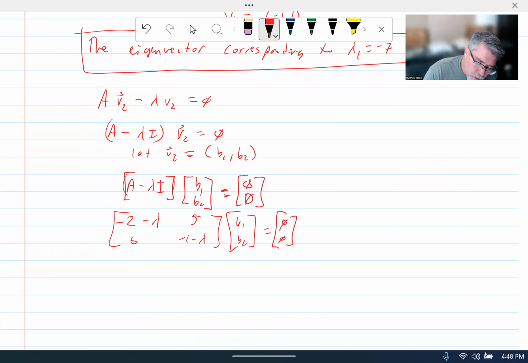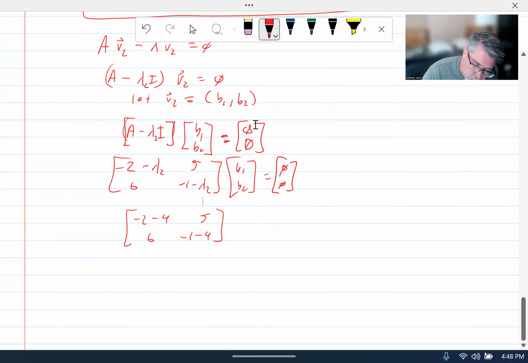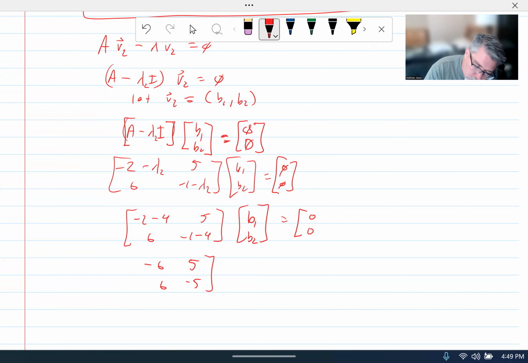So what's the lambda that we're going to use? In this case, we're looking for lambda 2, which we found to be 4. So if we plug in our values, negative 2 minus 4, 5, 6, and negative 1 minus 4, times b1, b2. I get negative 6, 5, 6, and negative 5, times b1, b2 is equal to 0, 0.